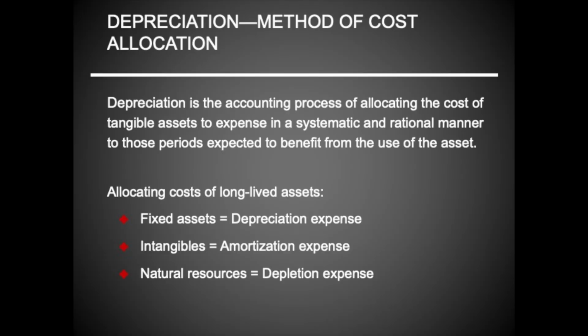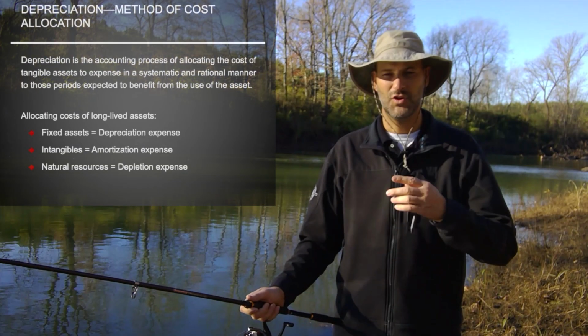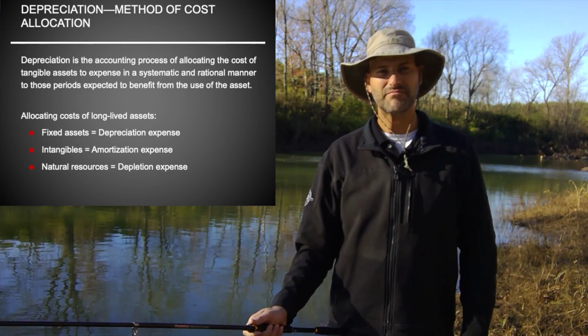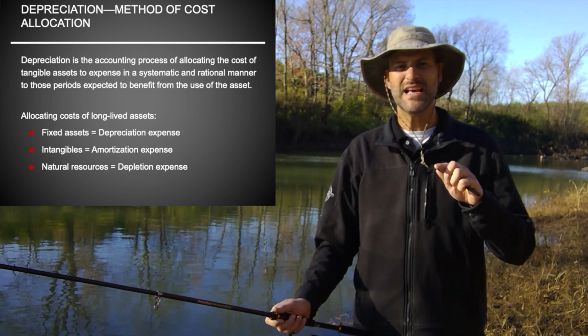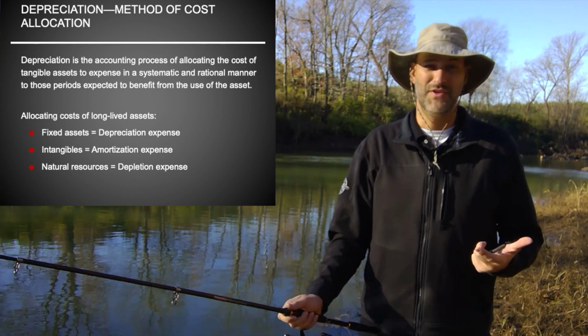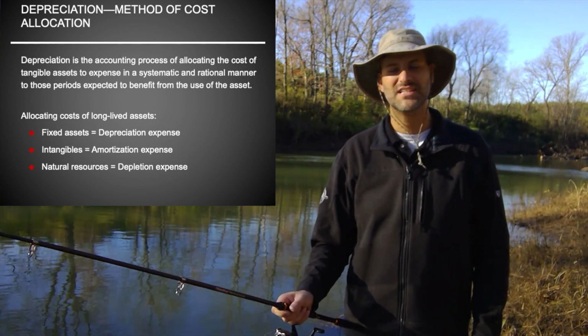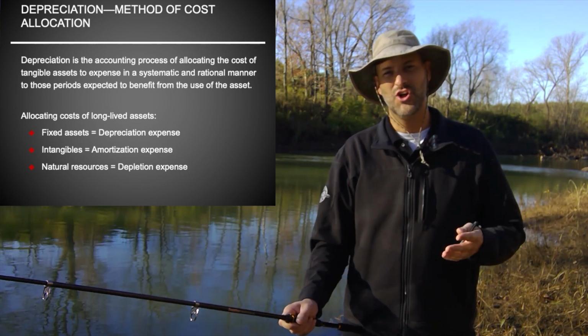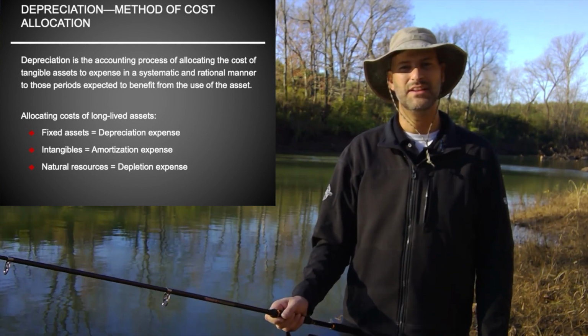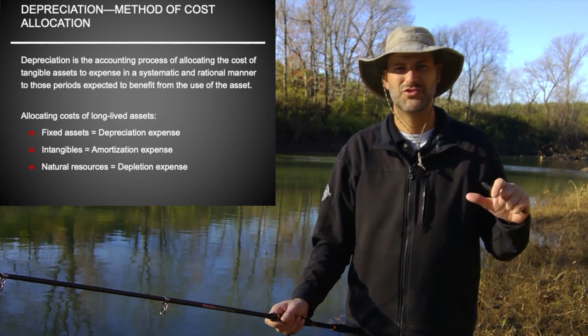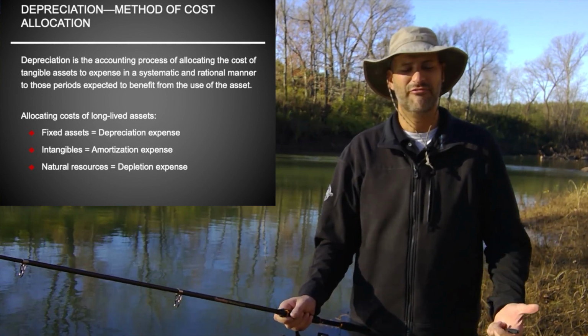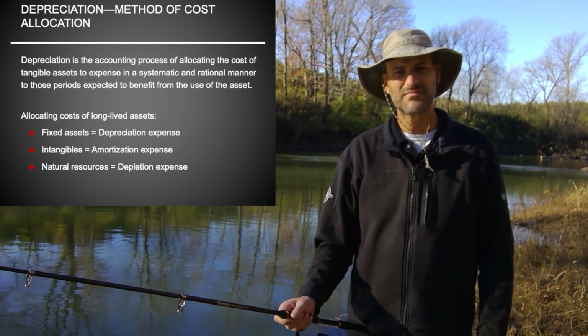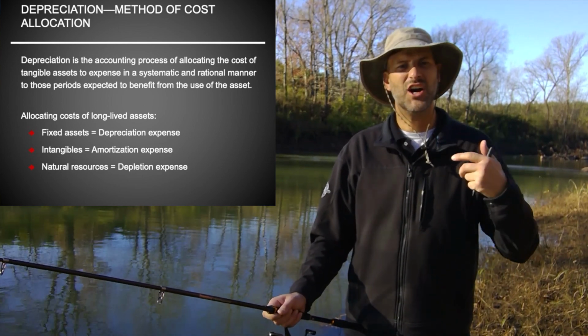So depreciation is the accounting process of allocating the cost of a tangible asset to expenses in a systematic and rational manner to those periods expected to benefit from the use of the asset. Going back to my discussion of my fishing rod. Some key terms here, it has to be systematic and rational. That is the only criteria, which means you can come up with all kinds of crazy ways to do it. As long as it's systematic and rational, you're within the level of GAAP. Now, with that said, most people use straight line, which we'll cover here in a minute, which is very simple and straightforward.